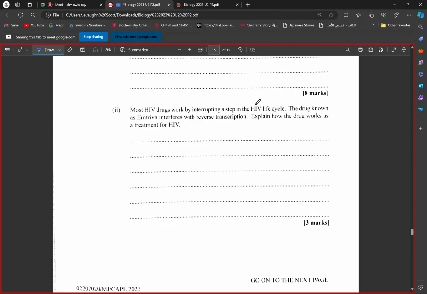So, sir, it works as a treatment because it will prevent the population of HIV from growing. Because if the reverse transcription is hindered, then the DNA for the coding of the new viral proteins will not be present, and hence no viral proteins are going to be produced. So that's how. Lovely.